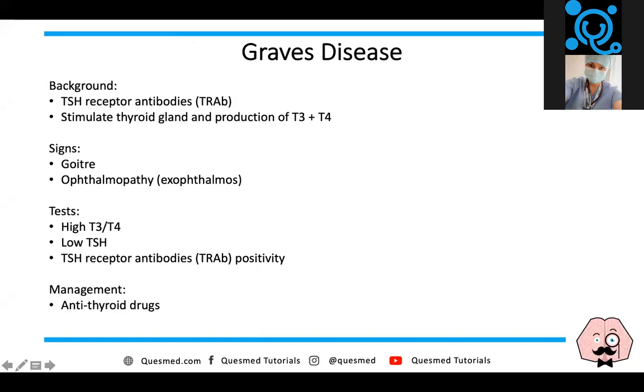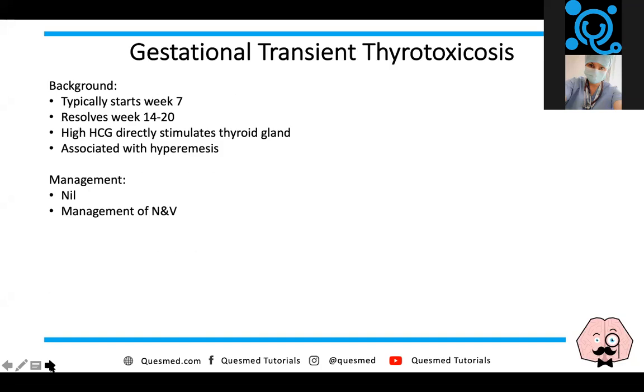So let's have a wee chat about this gestational hyperthyroidism or gestational transient thyrotoxicosis. So that's not autoimmune in nature, and instead it's thought to be due to the rising HCG levels. And it typically arises early in pregnancy, about week 7, and usually spontaneously resolves by after week 20. And it's strongly associated with hyperemesis.